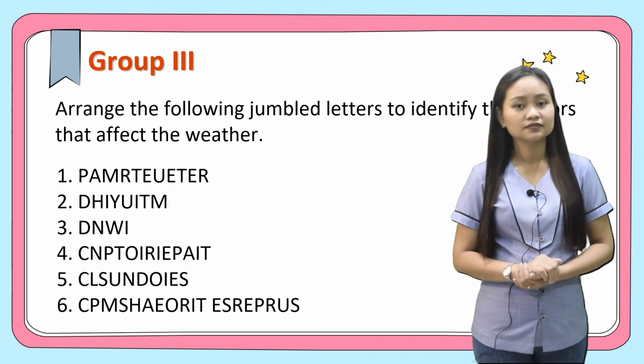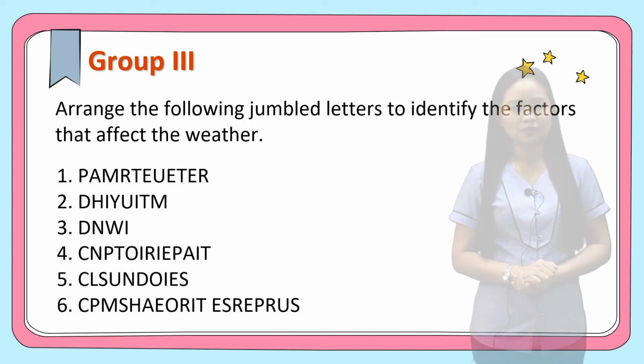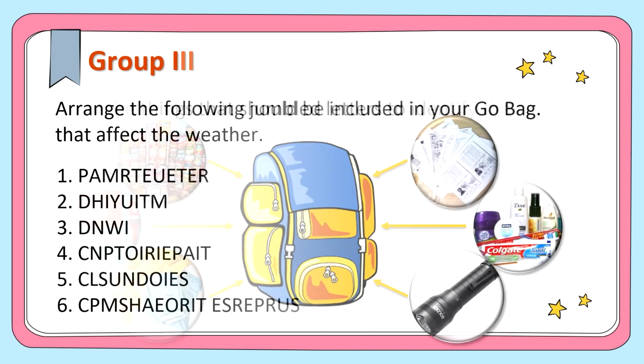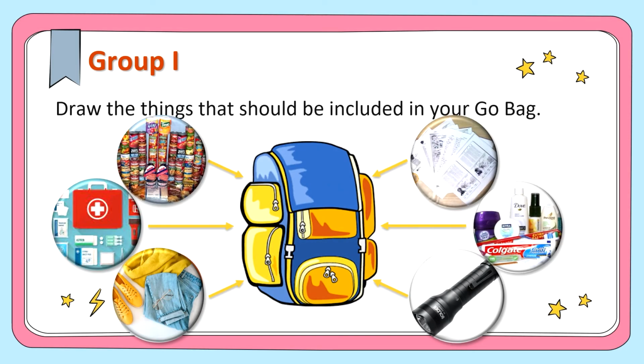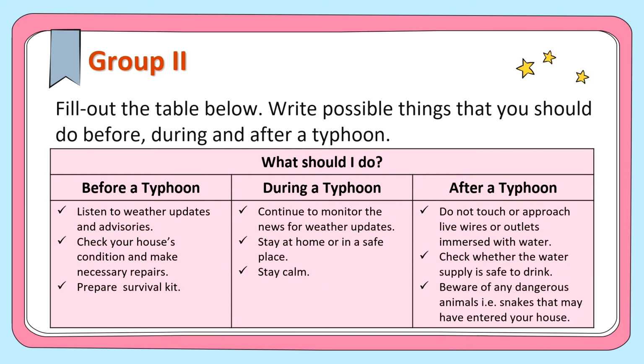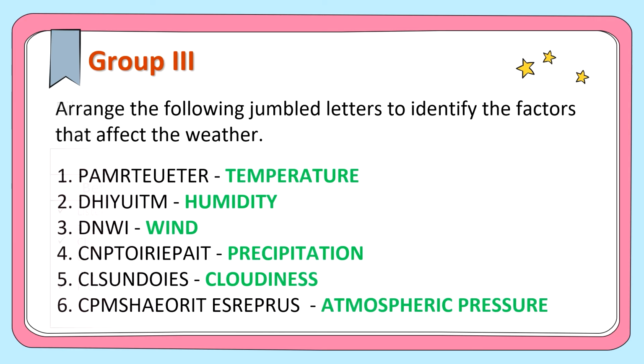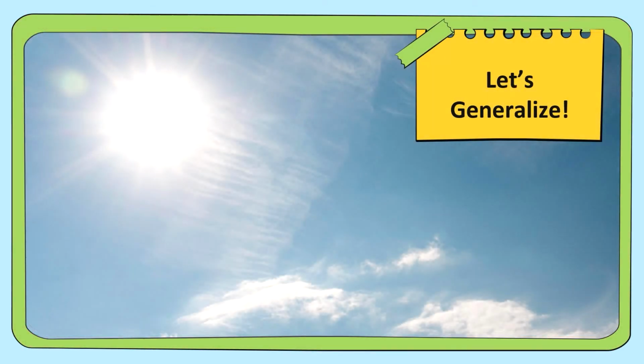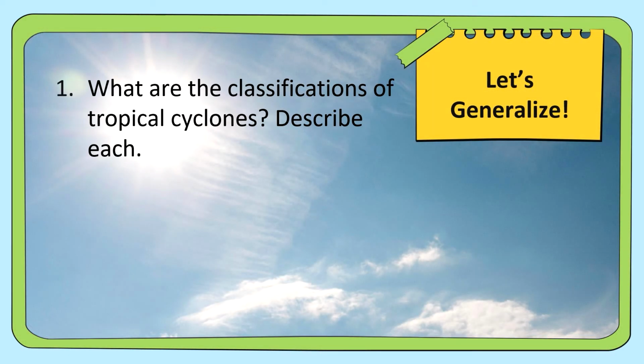Are you done? Let us check your work. Look at the answers for each activity. Very good, kids! Now that you are aware of the things about weather disturbance, let us answer the following questions. What are the classifications of tropical cyclones? Describe each.